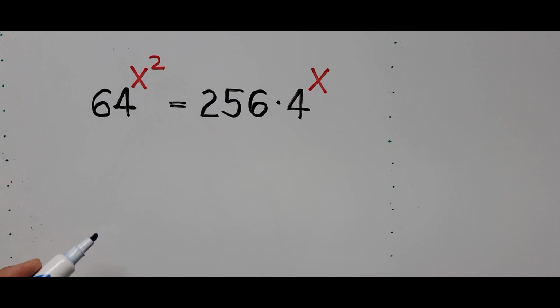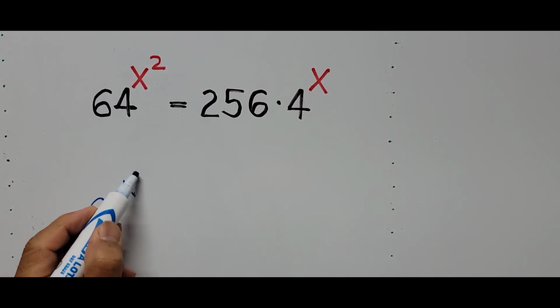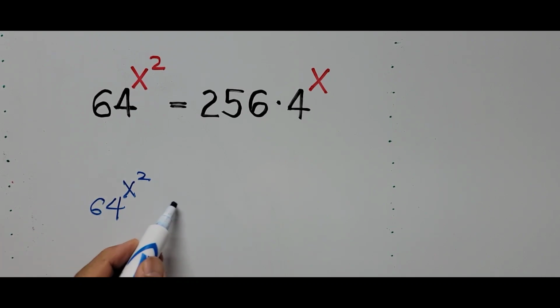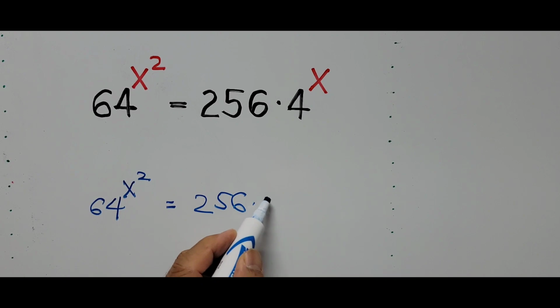Now let's go ahead and start solving the exponential equation. Here you go, you have to write the equation again: 64 raised to the x power, raised to the second power, equals 256 times 4 raised to x power.